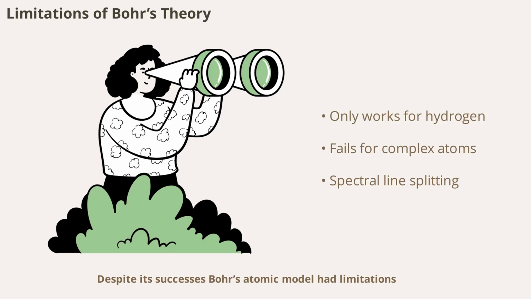Despite its successes, Bohr's atomic model had limitations. It worked well for hydrogen but struggled to explain the spectra of atoms with more than one electron. Bohr's model also couldn't account for the finer details observed in spectral lines, such as splitting due to magnetic fields. These shortcomings highlighted the need for a more comprehensive quantum theory, leading to the development of modern quantum mechanics.